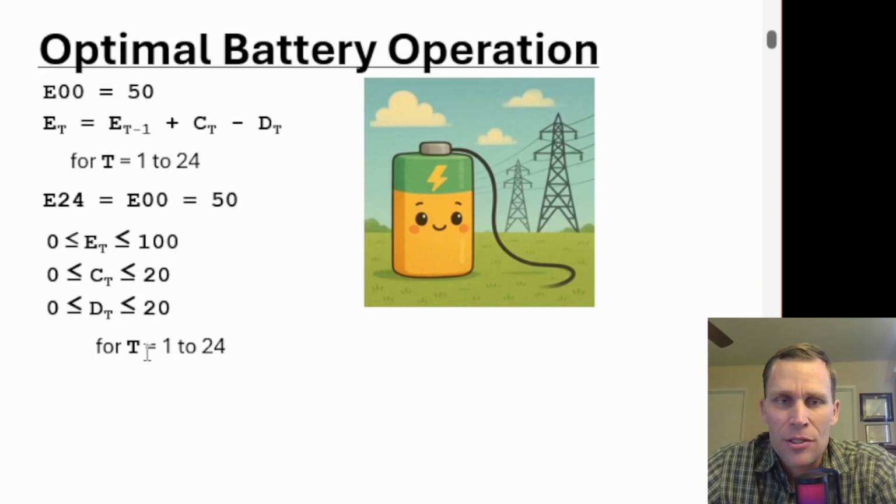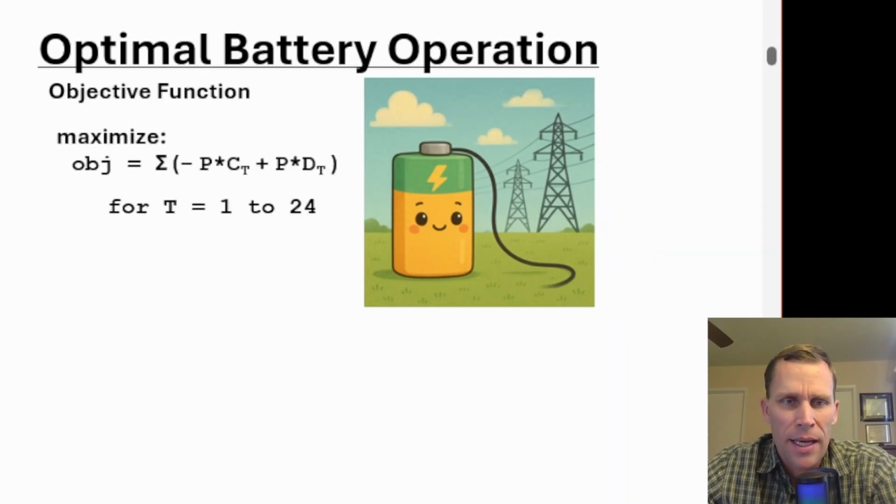I do have some constraints listed down below. Battery capacity: the energy in the battery can range between 0 and 100. And we're starting it at 50 and we're constraining it to end at 50. And then the maximum charge and discharge in a single hour, T, is 20. So the minimum charge and discharge is 0, but the maximum is going to be 20 kilowatt hours. And that's true for all 24 hours.